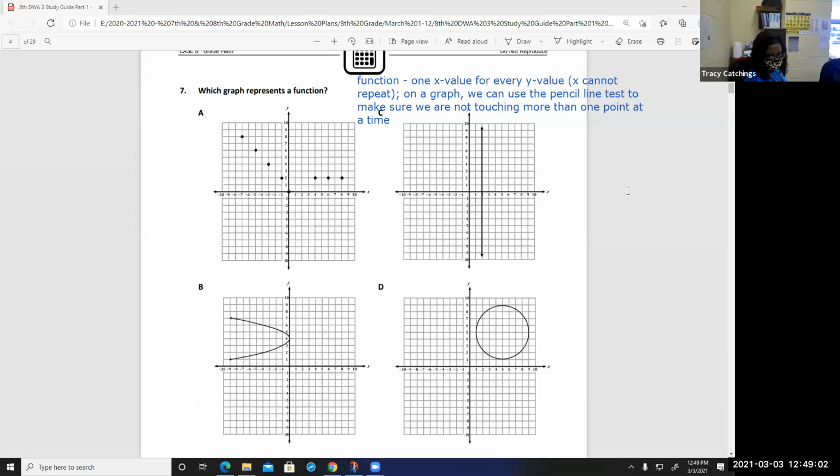All right, so this is what I mean on the pencil line test. I will take my pencil and I'm holding it up to each graph and make sure I don't touch more than one point at a time. I give you case in point. If I hold it up at D, am I hitting more than one point at one time?